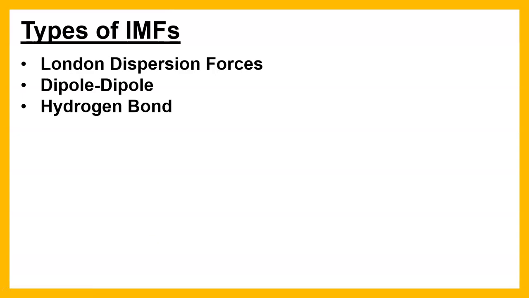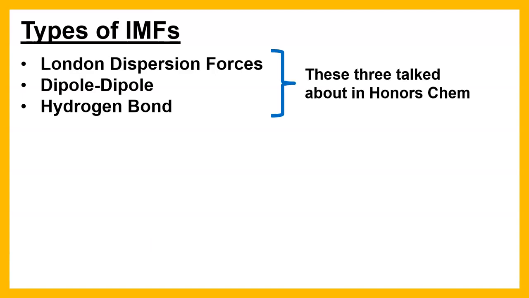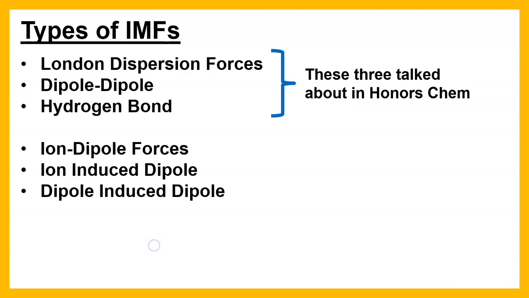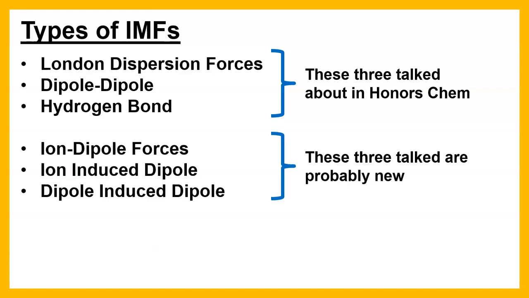These are the IMFs that you probably learned about in your honors chem class: London dispersion forces, dipole-dipole, and hydrogen bonding. There are a couple new ones. We're going to learn about ion-dipole forces, and then some where a dipole is induced by another substance. Induced means created. We have ion-induced dipole and dipole-induced dipole.